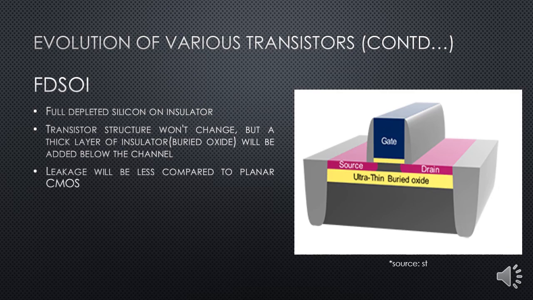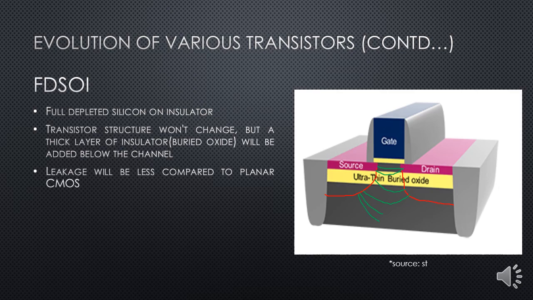So why is the leakage less? For example, I'm drawing how the planar CMOS looks like. The cross-sectional view of the planar CMOS can look like this. Whenever the channel is formed, the electron starts flowing, and they can take any path over here. It can go from here to here, here to here, and some of the leakage will happen like this. So the channel is formed and some of them can even go like this.